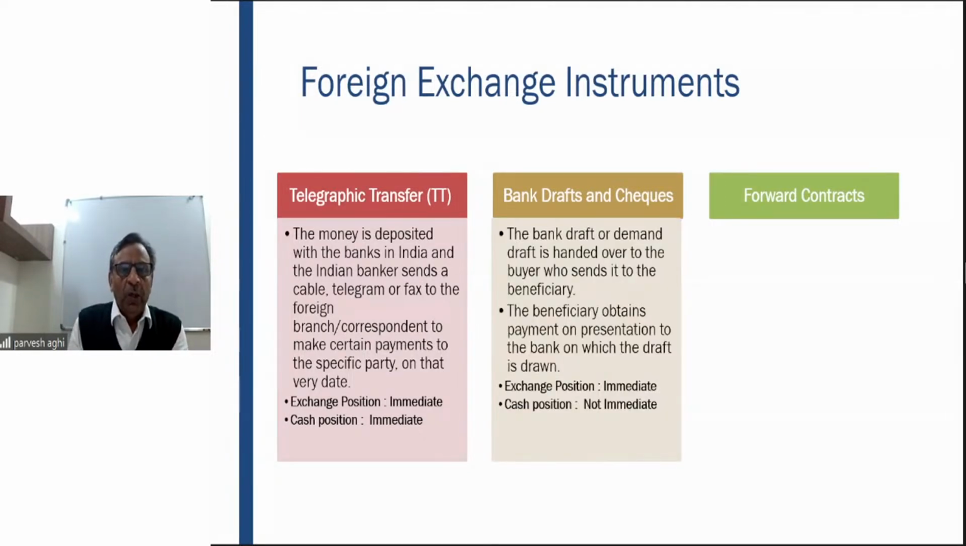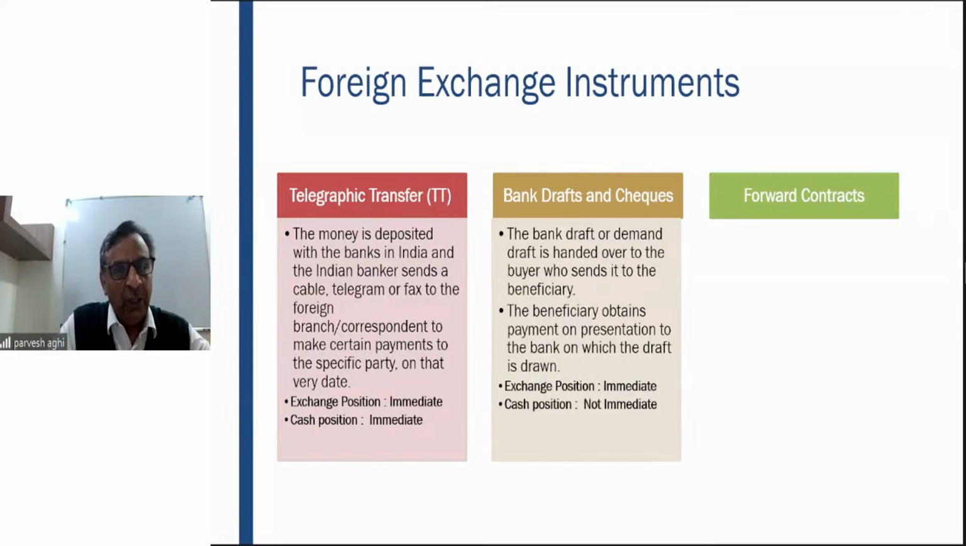Now, if you have issued bank drafts or checks, you know that a bank draft or a check takes some time. The person who gets the bank draft or check deposits it in his account, and only after some time is it going to hit the bank's account. So a bank draft or demand draft is handed over to the buyer who sends it to the beneficiary. The beneficiary obtains the payment on presentation to the bank on which the draft is drawn.